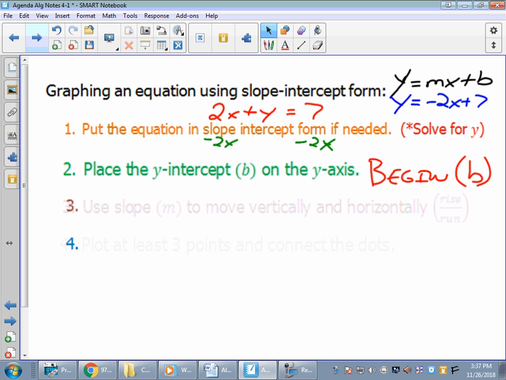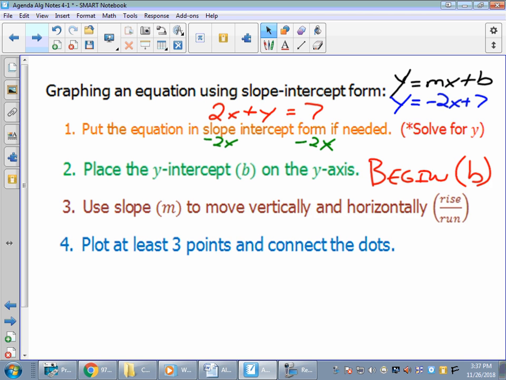And then we're going to use the slope to move vertically and horizontally. We're going to use rise over run, vertically first, then horizontally, whatever our slope is, and get a couple points. We want to plot at least 3 points and then connect the dots and add arrows. Okay? So let's do some examples of this as well.